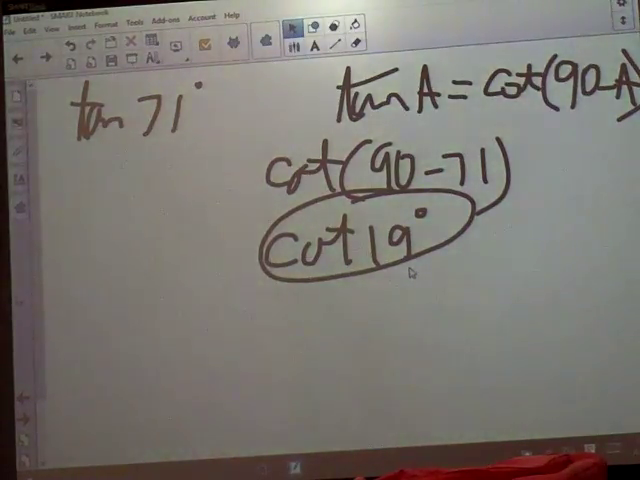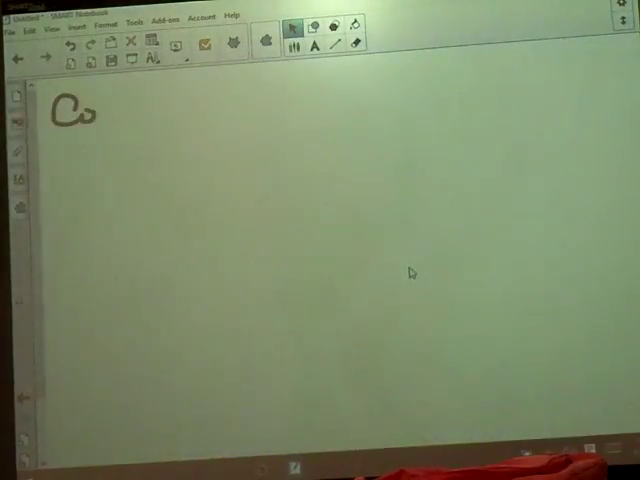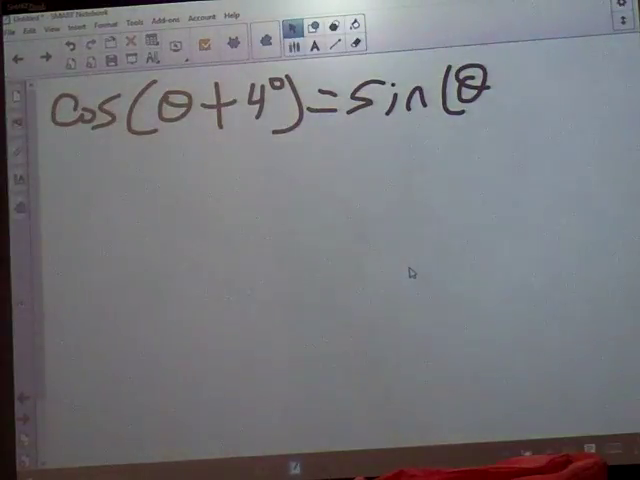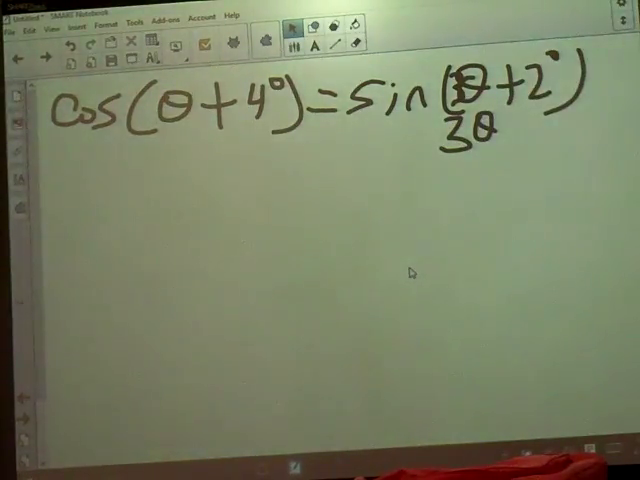All right. Now, it's key that we note that we subtract them all from 90 for what we're fixing to look at on the next one. Okay, everybody got what we need? All right, here I've got cosine of theta, that's a 0 with a slash through it, I'll remind you about that in just a second, plus 4 degrees is equal to sine of 3 theta plus 2 degrees. That needs to be a 3 theta.